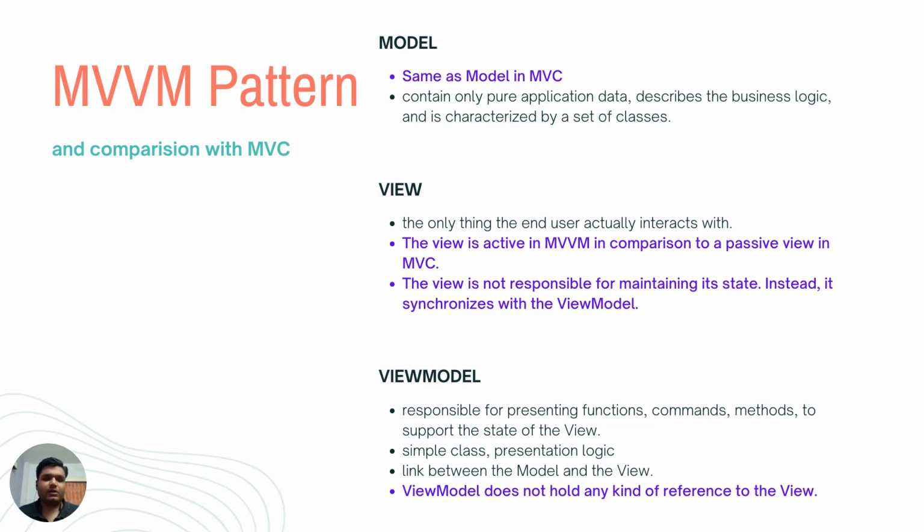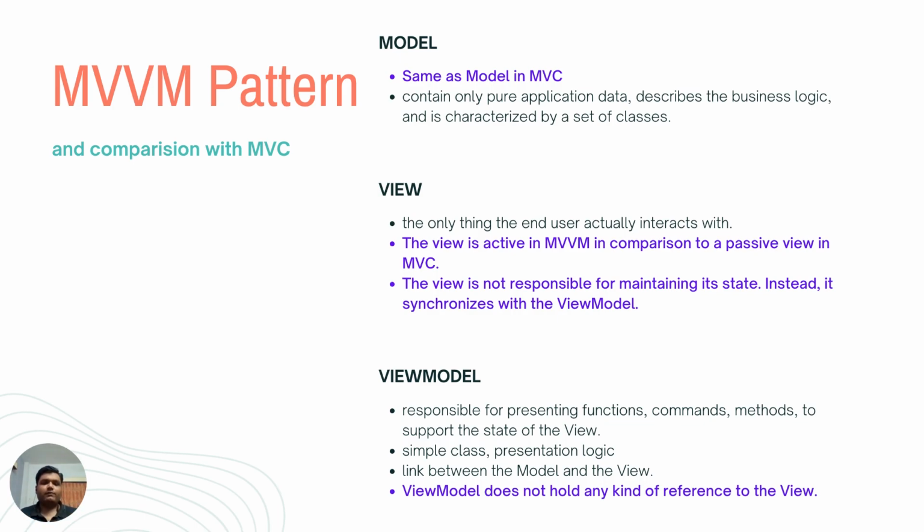The view layer is slightly updated as compared to the MVC model. In the MVC model, the view layer was dumb; it didn't contain any logic. But here the view layer is active. So the view is not responsible for maintaining the state of the application. Instead, the view synchronizes itself with the view model. How it's done, I will explain through a diagram in a later slide.